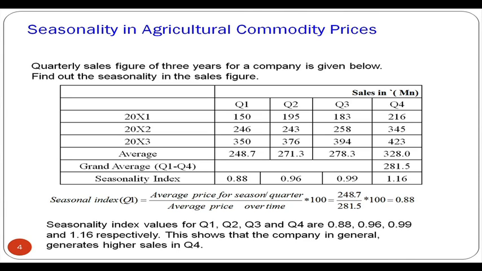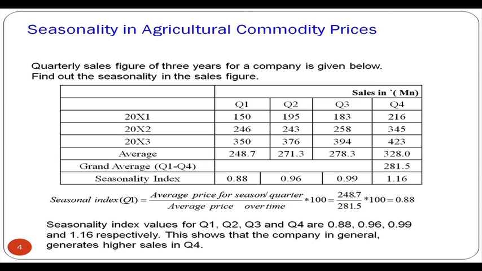Similarly, quarter one, which has an index of 0.88, can be interpreted as quarter one sales normally being 12% less than the yearly average sales. So this is how exactly seasonality in sales figures can be calculated. The same logic can be extrapolated for finding out the seasonality associated with different commodity prices.